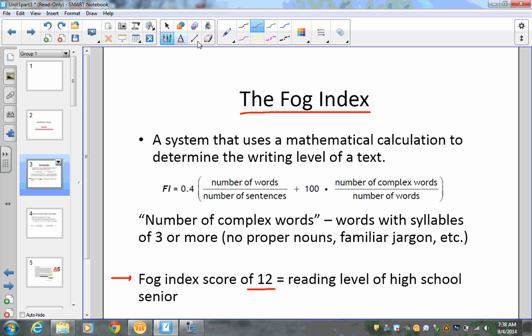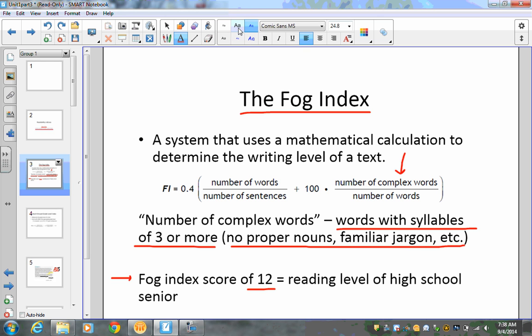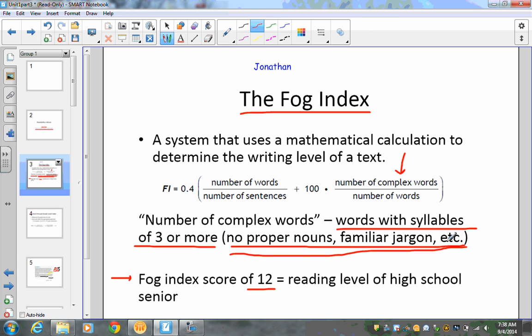Now, the one thing to pay attention to is this right here, the number of complex words. I wrote a little note down here: complex words are words with syllables of three or more, but no proper nouns, familiar jargon, etc. is considered a complex word. For example, the name Jonathan has three syllables, so you would say the name Jonathan would be considered a complex word. But it unfortunately works with the whole concept of no proper nouns, familiar jargon, etc. So that wouldn't be considered.